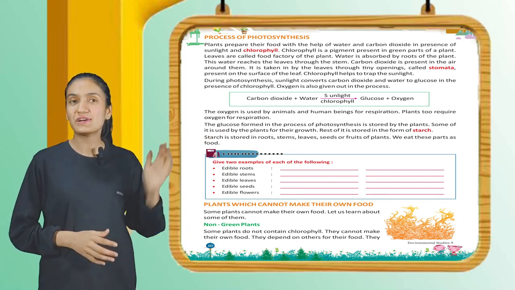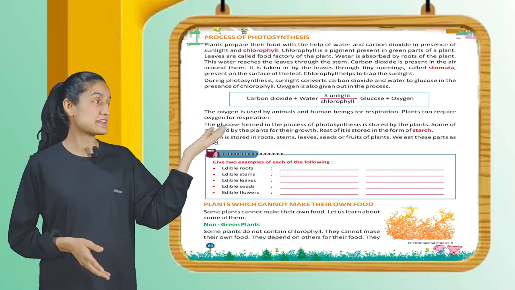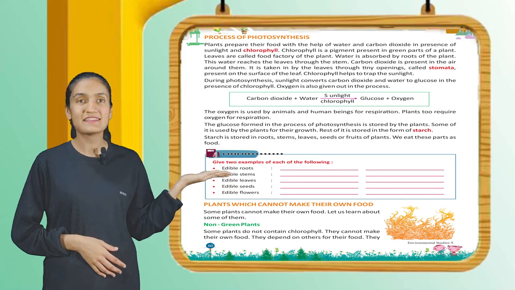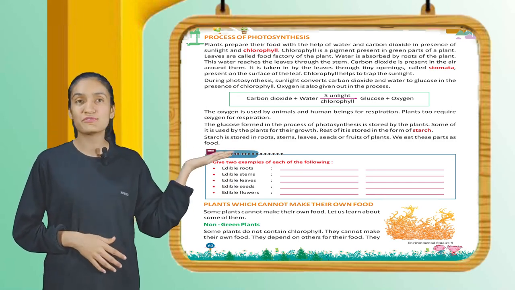Now, let's do an activity. Give 2 examples of each of the following: edible roots, edible stems, edible leaves, edible seeds, edible flowers. So you have to give 2 examples each of these.